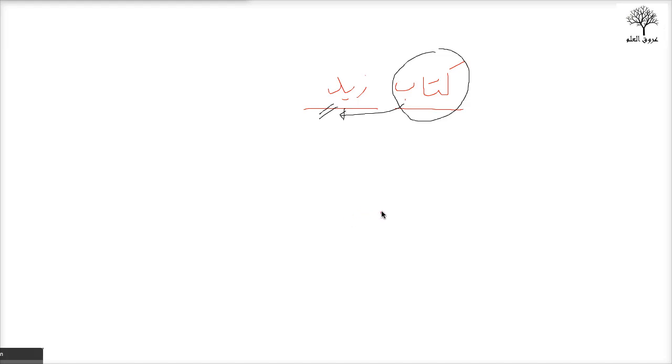Now, there are many words in the Arabic language. What if Zaid is not mu'arab? Then we're going to look at that, inshallah. Then it's mabni. It's a non-changing vowel.